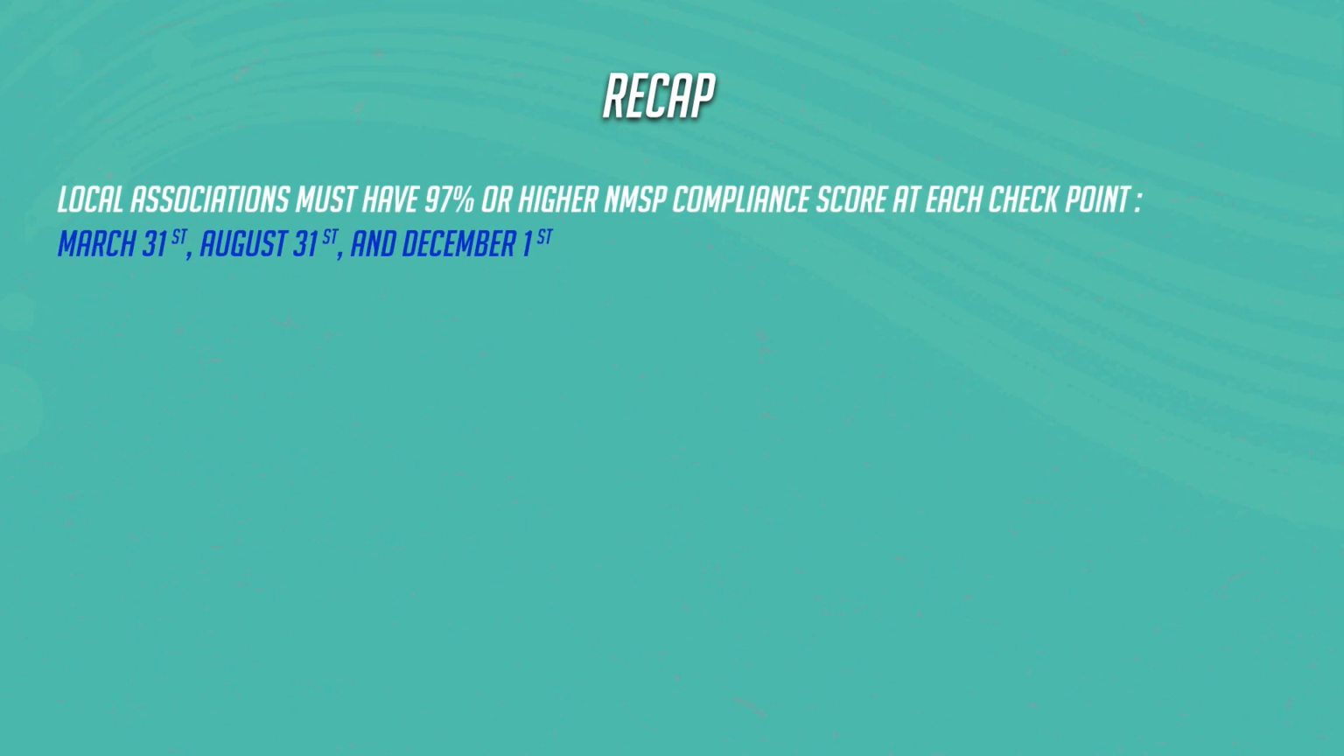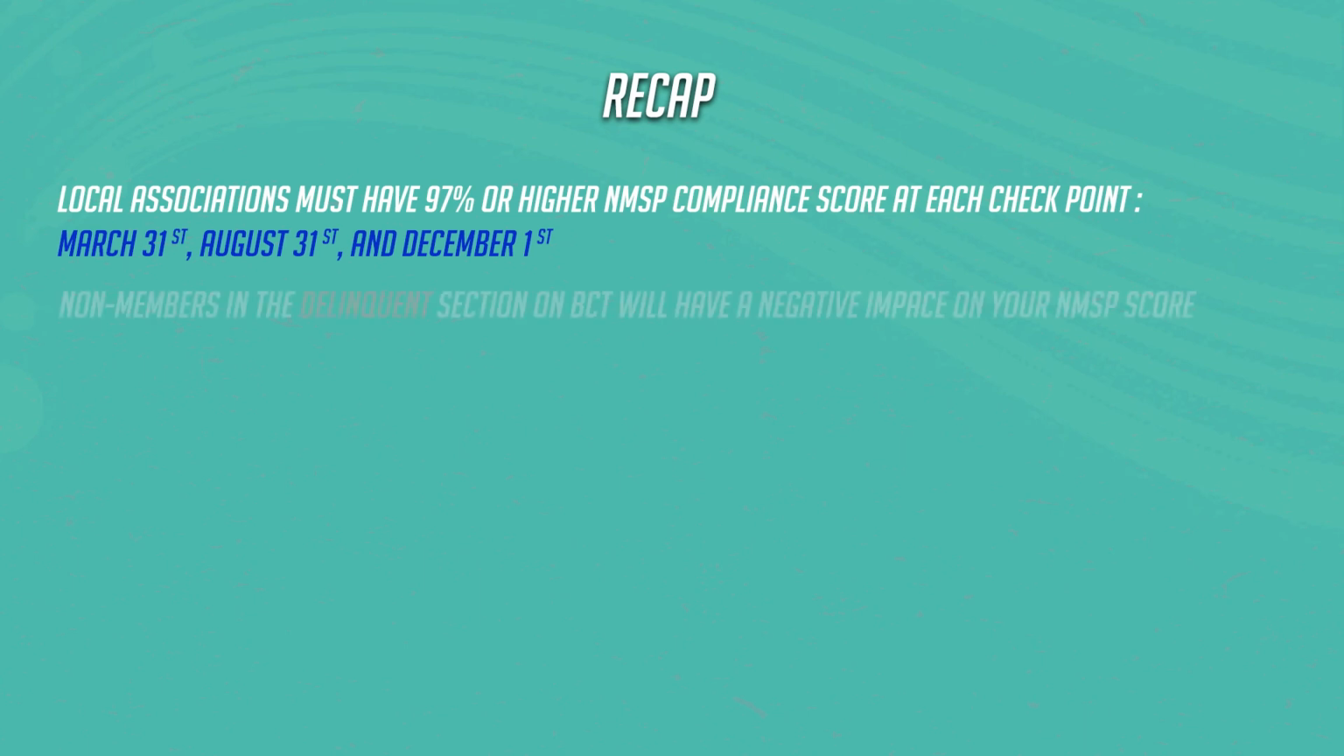Okay, and just to recap here, local associations must have a 97% or higher NMSP compliance score at each checkpoint. Again, those dates are March 31st, August 31st, and December 1st. Local associations that are not compliant by the checkpoint will be required to attend a mandatory hearing, which will include the AE and their board president.